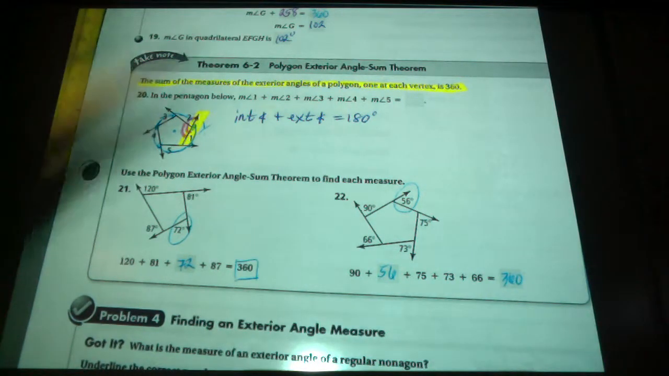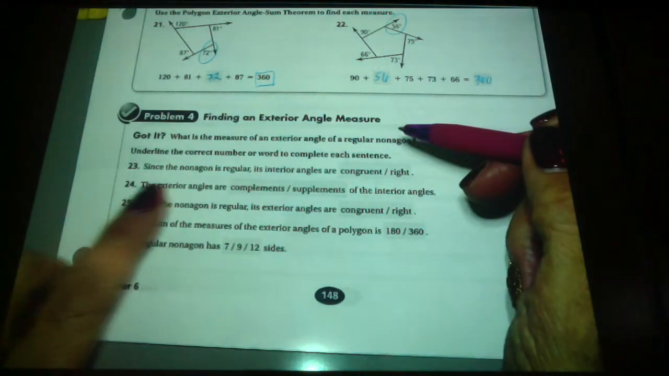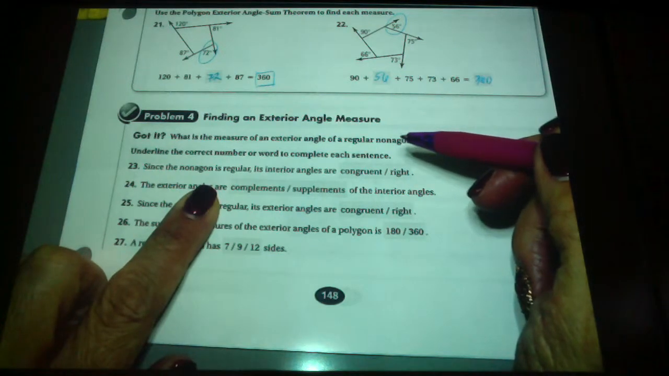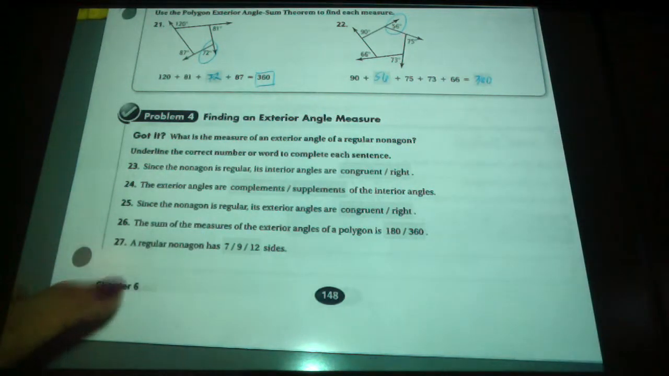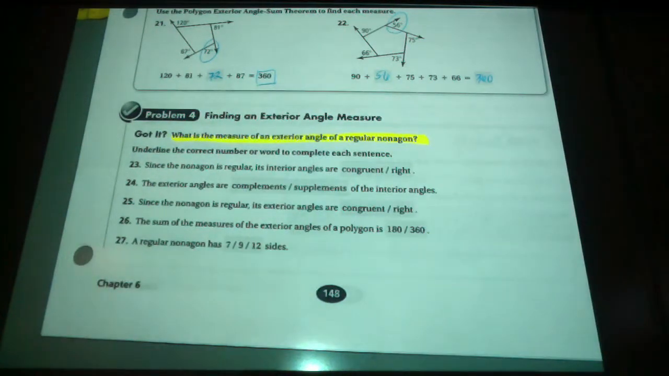So let's look at 23 through 27. Since the nonagon is regular, its interior angles are what? What is the measure of an exterior angle of a regular nonagon? And this is what I'm going to get to, the shorter way. Now they're going to teach you the longer way. I'm going to show you the shorter way.